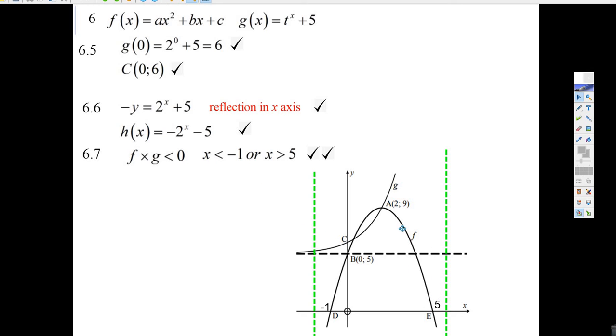The other answer, you see up here, this thing keeps going up and up and up. It'd be way up there, a positive thing. Anywhere to the right of 5, this thing goes down here, you'd have a positive times a negative. It would work. So your other solution is x is greater than 5. Not equal to 5, because it won't be less than 0. It'll be equal to 0. So it has to be greater than 5 or less than or equal to minus 1. And that's the end of question 6.